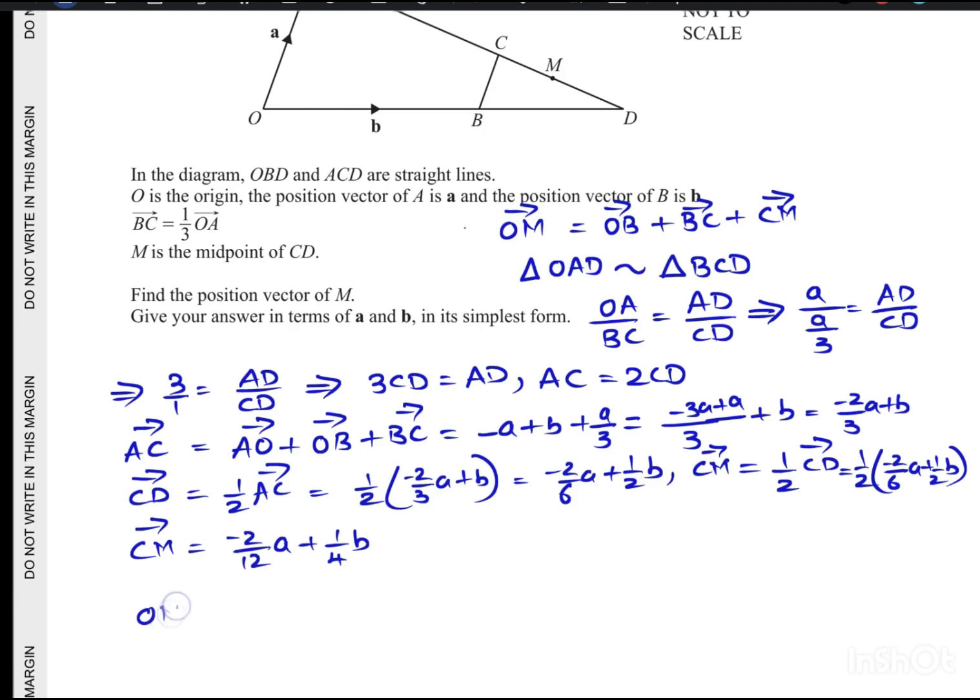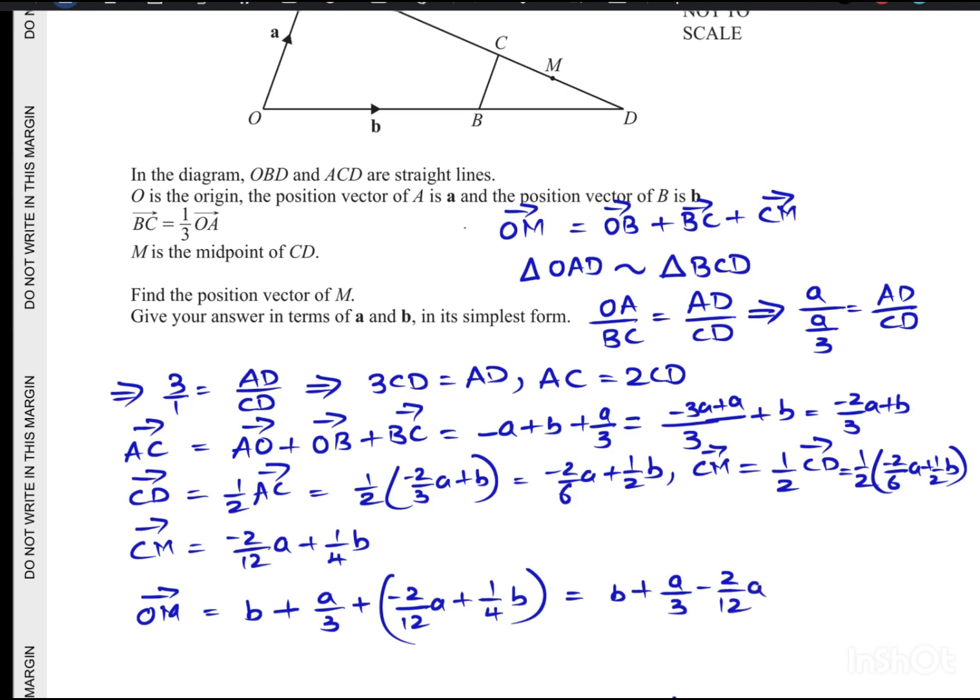Now let us find out OM. So OM will be OB, that is B, plus BC. We have already written here. So using that, B plus BC is A by 3 plus CM is minus 2 by 12A plus 1 by 4B. So bring the like terms together. B plus A by 3 minus 2 by 12A. Okay, bring B together. So first let me write only A and plus B plus 1 by 4B.